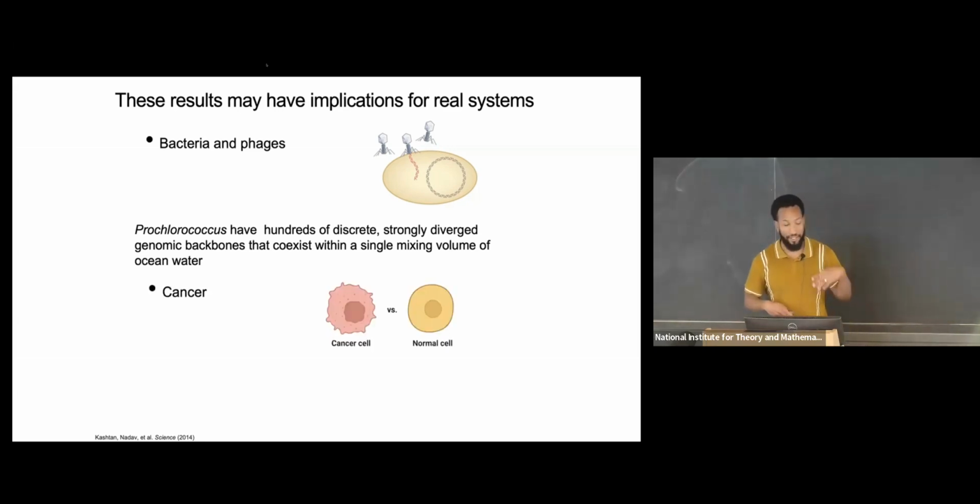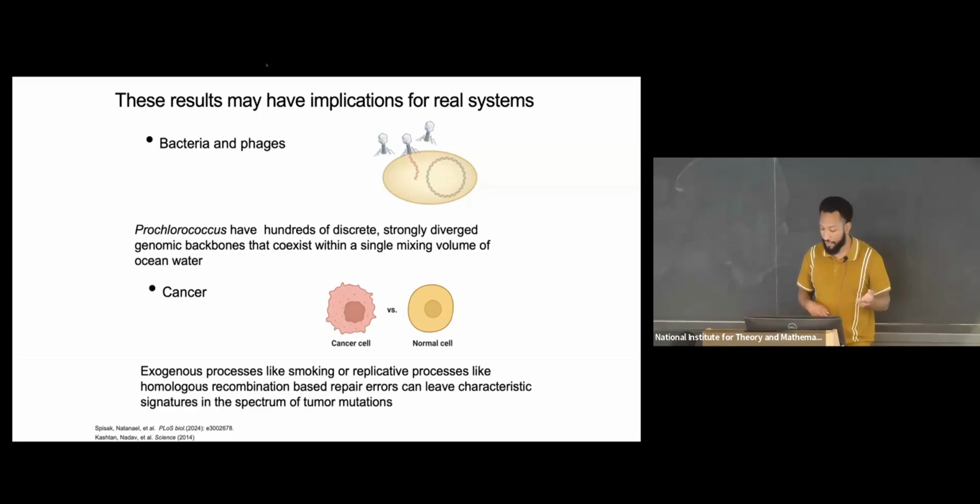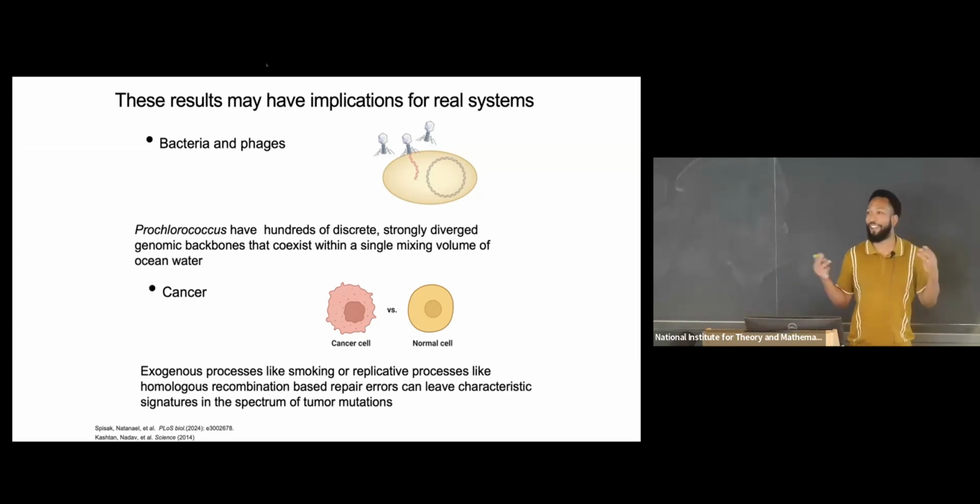It could also maybe help us understand cancers, where exogenous processes like smoking or replicative processes like homologous recombination-based repair errors can leave characteristic signatures in the spectrum. So these are areas where, maybe once we get a better handle on this, we can know how to apply it to data. But yeah, the main problem is this phenotype lattice. How can you make predictions without knowing what that lattice is, basically?